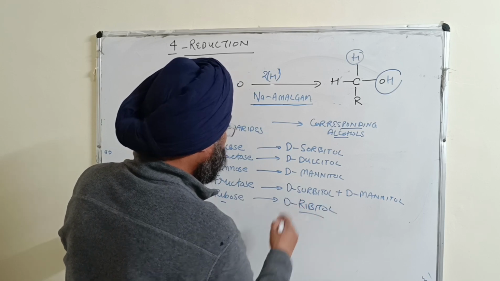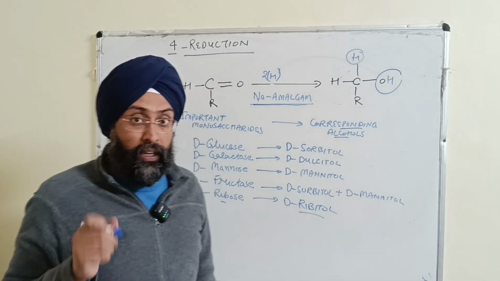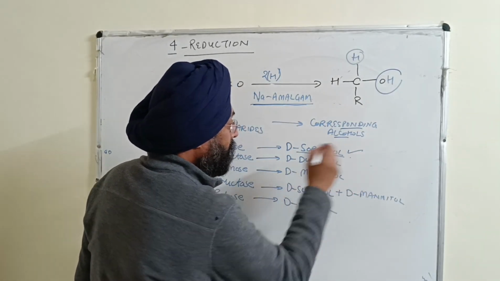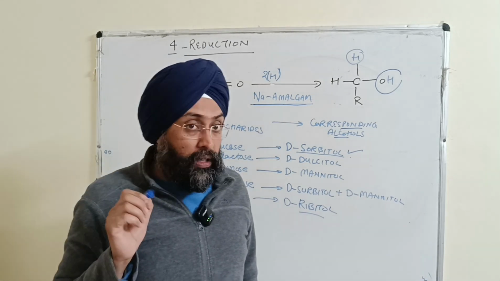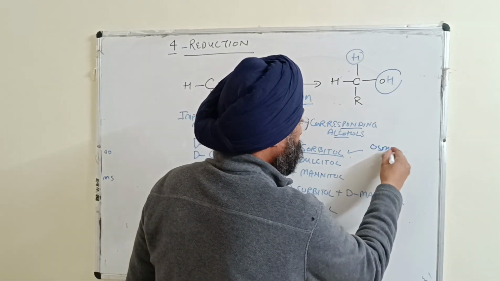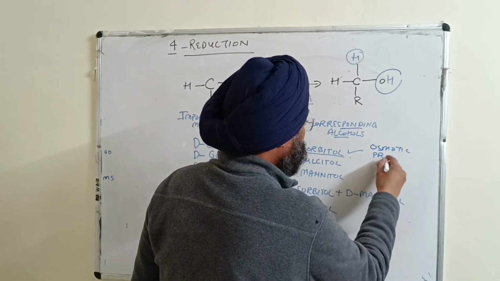And ribose is converted to D-ribitol, right? And these have some clinical implications as well. For example, this D-sorbitol, right? It can accumulate in tissue and also cause an increase in osmotic pressure, right?